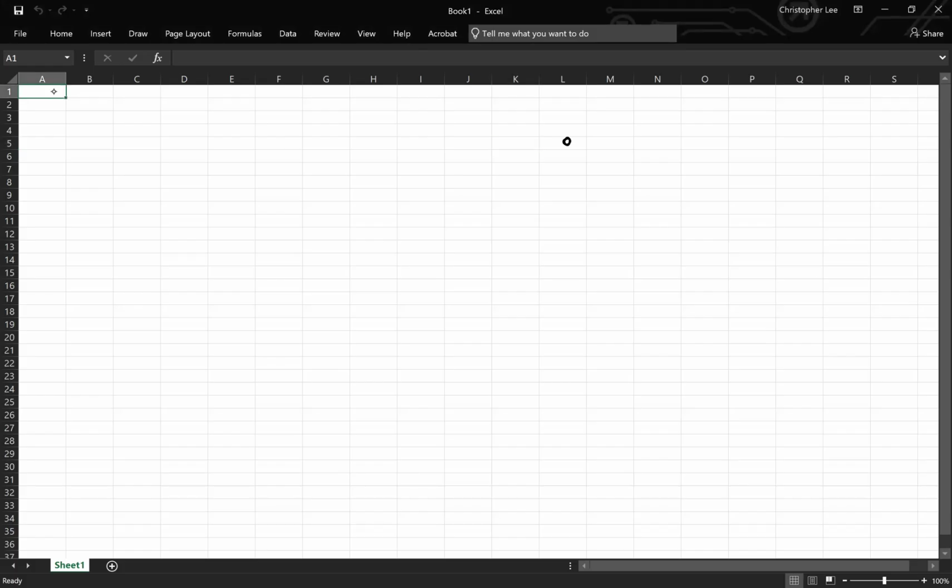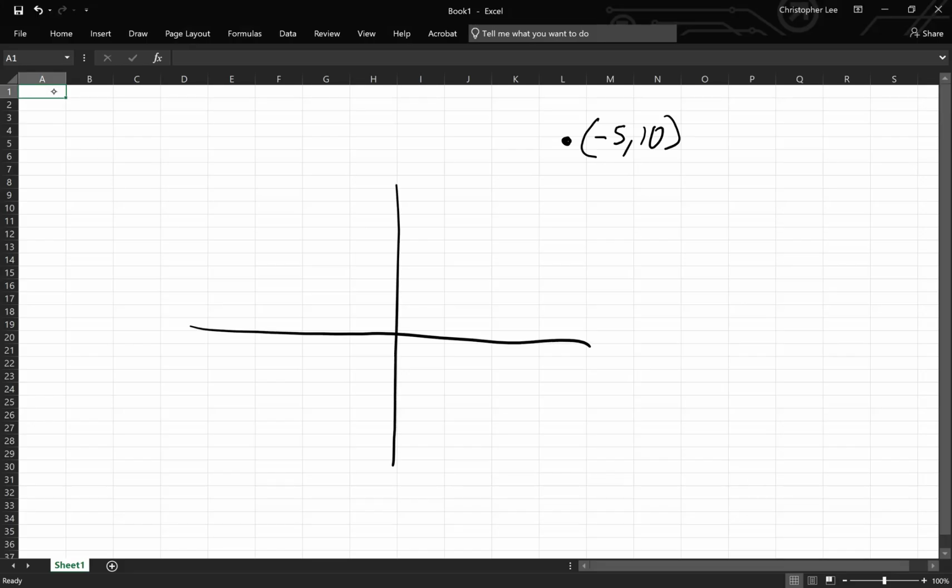So the question was, let's say we have a point, right? And this point was like (-5, 10). So we want to know what is the vertical line passing through it, the equation for the vertical line. So what would that be?